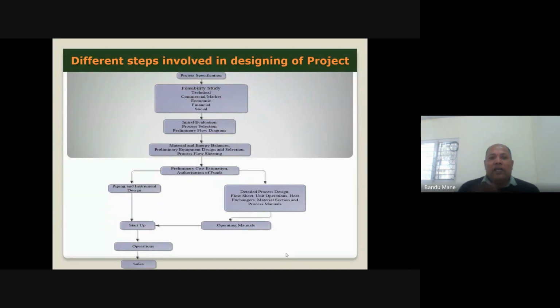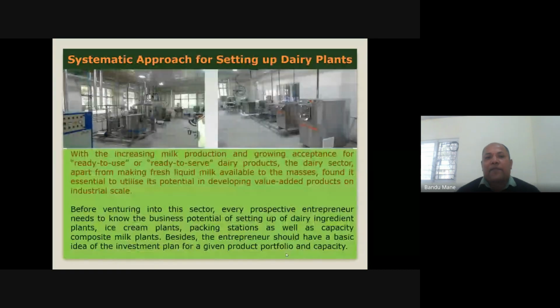And then come to the project preparation: detailed flow charts, purchase of machinery and equipment, and the preparation of the manuals. And then only can you start the purchase, installation, commissioning, operation and sale of your milk processing plant. Next, please.